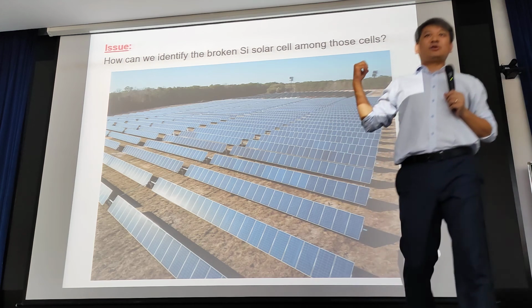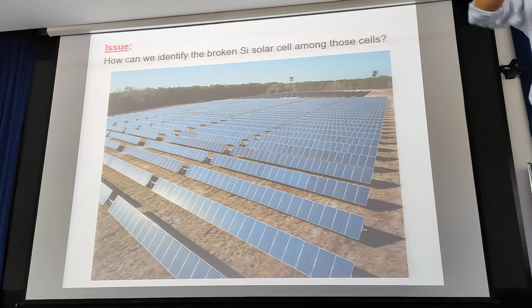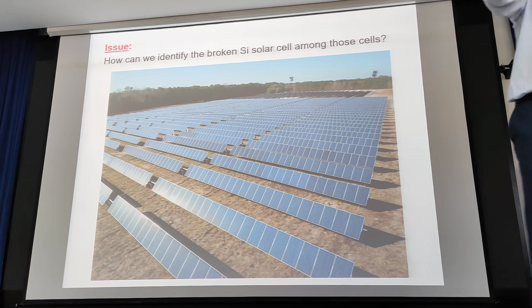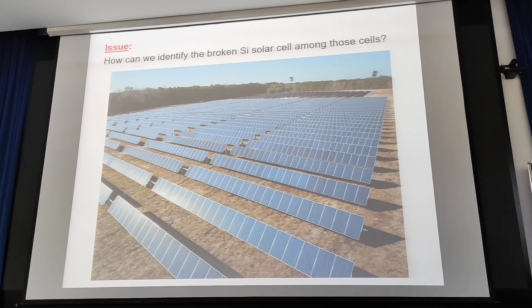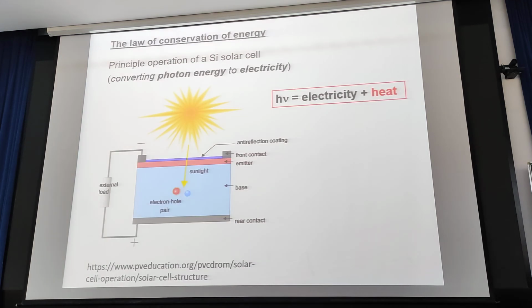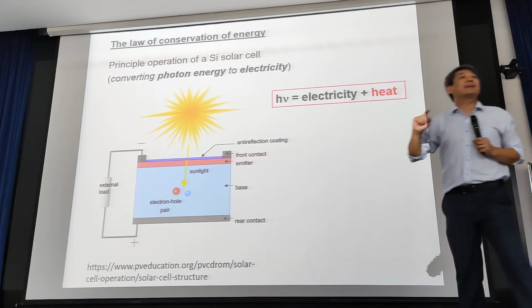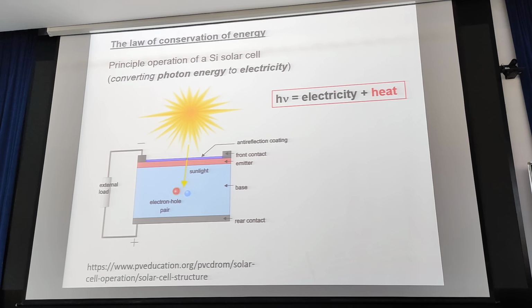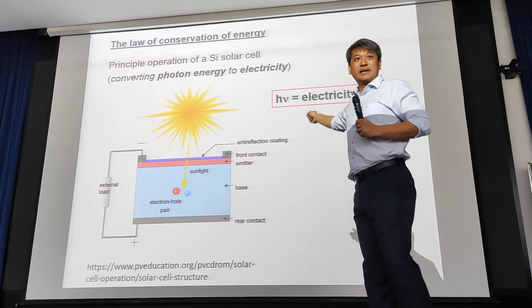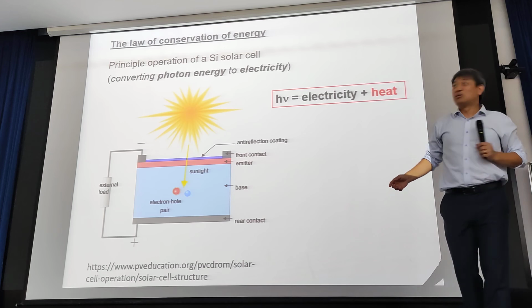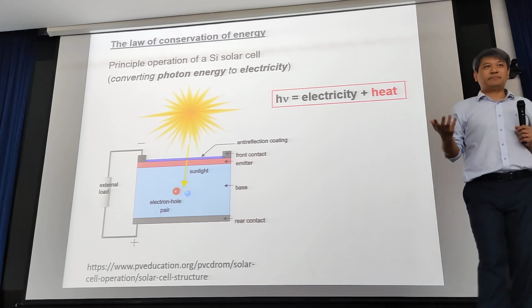When I talked about this with one of my friends, who is now working at the Solar Energy Institute in Grenoble, he had one excellent solution. The idea starts from here. Energy conservation means the photon energy equals the electricity plus heat. Of course, you don't have 100% energy conversion. All of these solar panels will have some heat, which is lost energy. So imagine that if the solar panel no longer works, you will not have electricity, but all the energy becomes heat.